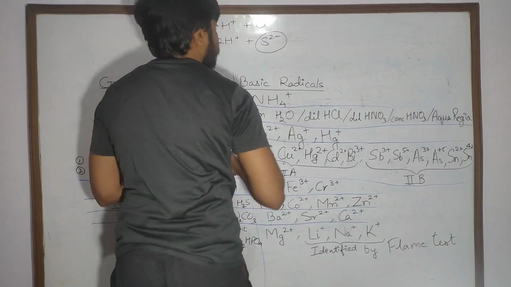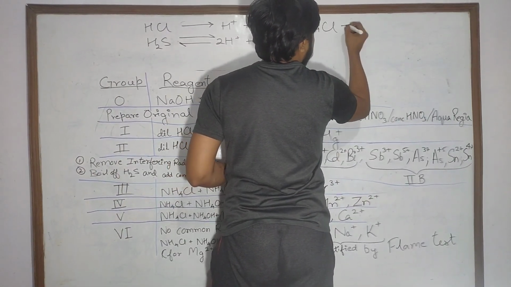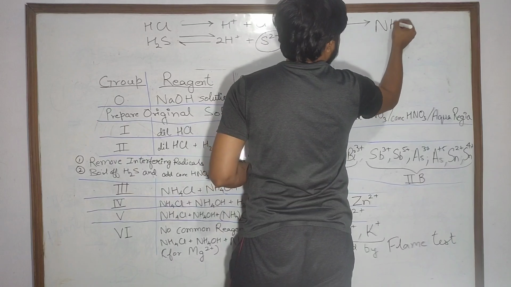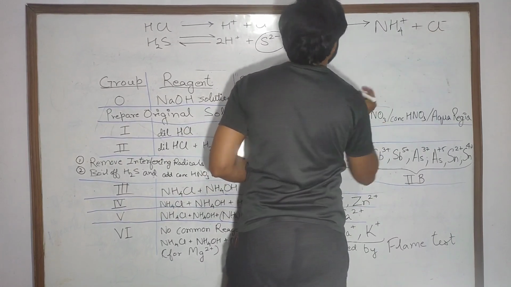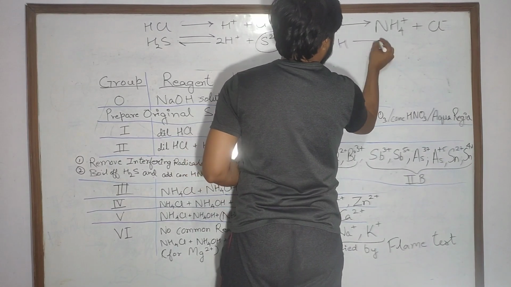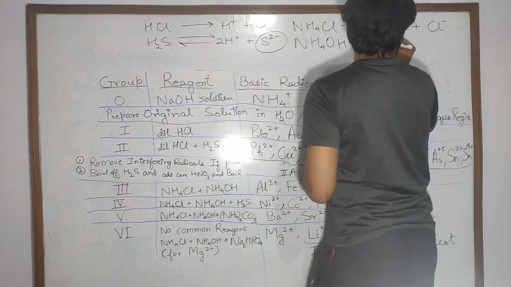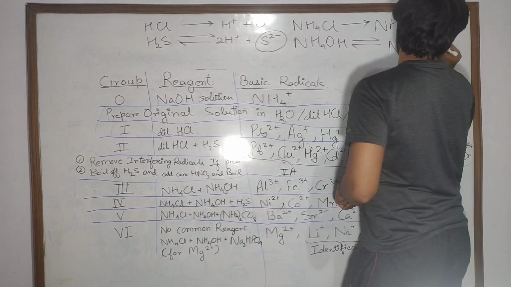Okay, I am writing it here. NH4Cl gives ammonium ions plus Cl minus ions, and NH4OH gives NH4 ions plus OH minus ions.